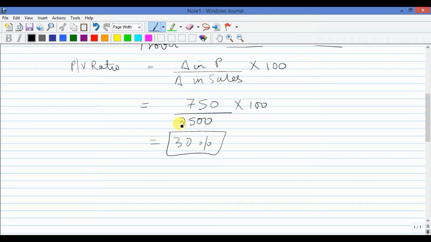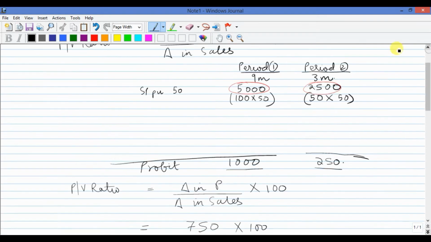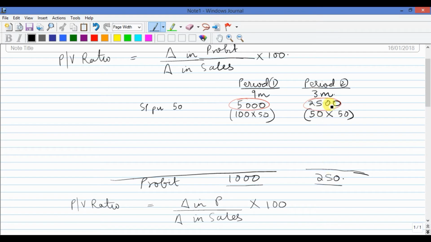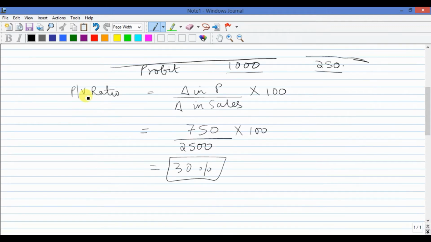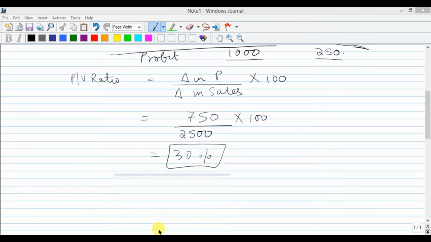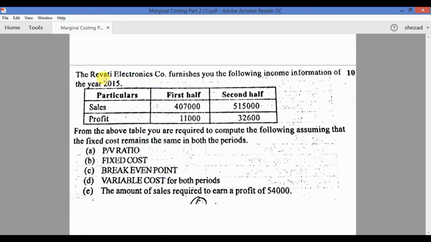You have done this when the entire data was there. We got the profit volume ratio 30%, and now also you see we are getting the profit volume ratio as 30%. It means that this formula is working when two periods are given to you. So this is what I wanted to teach right now. So I'm in the position to go to the sum. So we are going to the sum right now.